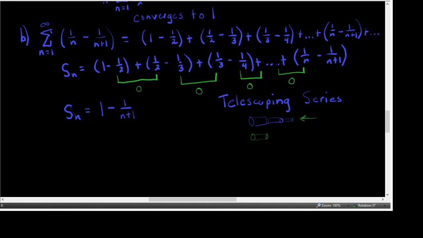So since we found S sub n, we didn't even find the sequence of partial sums this time, which sometimes happens, so you can kind of say, ooh, this one's cool because I didn't have to do as much work. And that's true. So if we want to take the limit of S sub n to see if the sequence of partial sums converges, which would in turn tell us what the series does, we'll take the limit as n approaches infinity of 1 minus 1 over n plus 1.